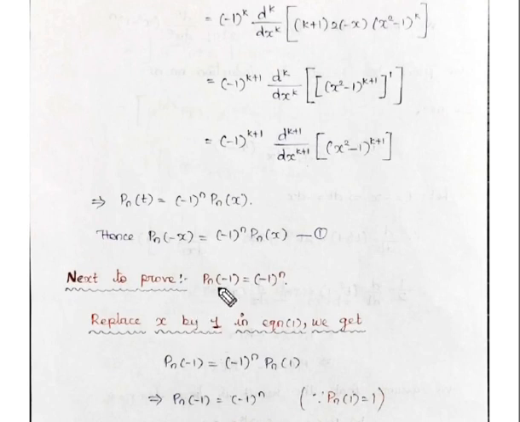Next we want to prove that Pn of minus 1 equals minus 1 power n. In equation number 1, we replace x by minus 1. What we get? Pn of minus 1 equals minus 1 power n into Pn of 1. We know the value Pn of 1 equals 1. So therefore Pn of minus 1 equals minus 1 power n into 1. Hence the proof.